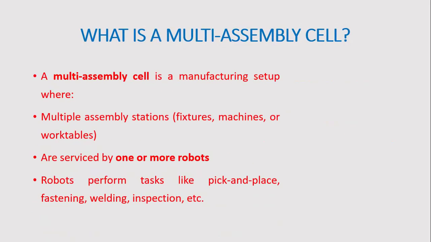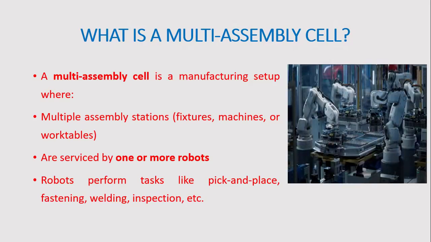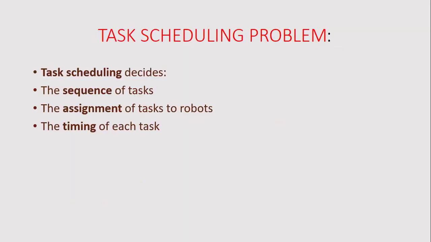So what is exactly a multi-robot assembly work cell? Typically, a multi-robot assembly work cell will have the following entities: parallel assembly stations accompanied by one or more robots, which perform various monotonous repeated tasks like pick and place operation, welding, inspection, and fastening. So these are the common things presented in a multi-robot work cell, that is, an assembly cell. Now let us go to the main subject.